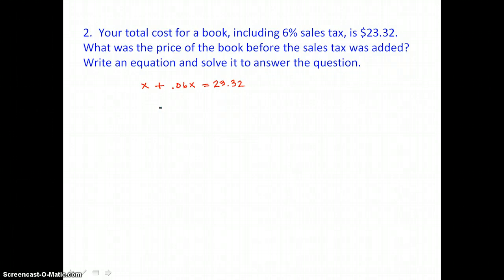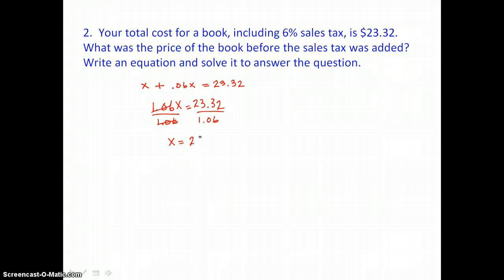I'm going to add those like terms together. 1x plus 0.06x is a total of 1.06x. And then the last step in solving for x is to undo the multiplication, divide both sides by whatever is multiplied to our variable, 1.06. Okay, again, anything over itself is 1, so we end up with 1x. And if you divide 23.32 by 1.06, you're going to get 22.